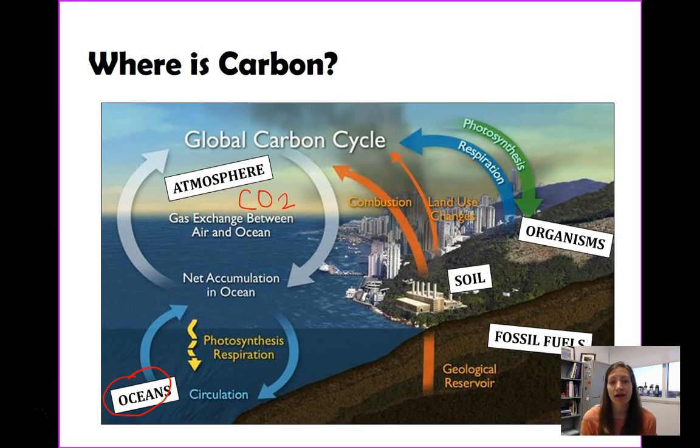So again, these are 5 different places that we find carbon, but just because there's carbon in fossil fuels doesn't mean it's going to move somewhere else. It may stay as fossil fuels for hundreds of millions of years. So it's not like the water cycle where water's always moving through it. Carbon can sometimes move and sometimes doesn't.